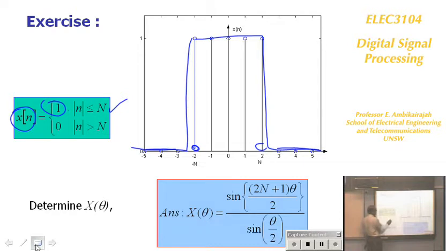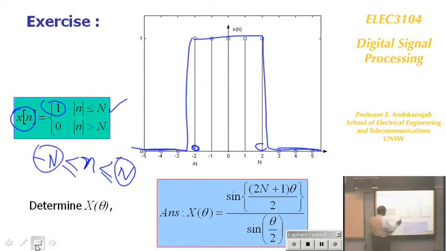Mod means you know this, yeah? When n is less than N, so n is greater than or equal to minus N. So if N is 2, you go from minus 2 to plus 2, within that, those are the samples. And you've been asked to determine X(theta).